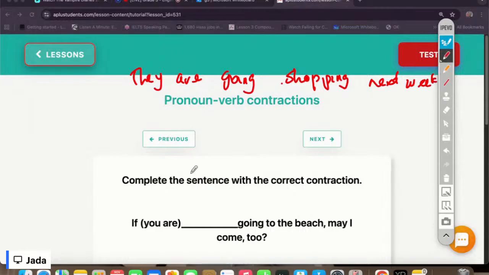So we have they are going shopping next week. Okay. So tell me, what's the contraction of they are? Send it on the chat. Let's see.